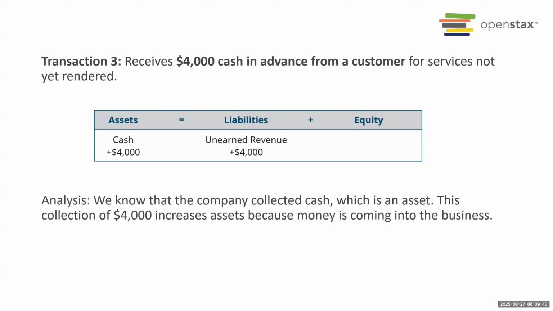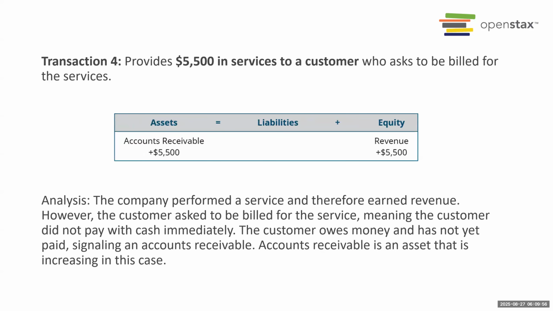All right, they receive $4,000 in cash in advance from a customer for services not yet rendered. You'd recognize an increase of $4,000 in cash and liabilities of unearned revenue of $4,000. You provide $5,500 in services to a customer who asked to be billed for the services. Your accounts receivable would increase by $5,500, and your equity for revenue would increase by $5,500.